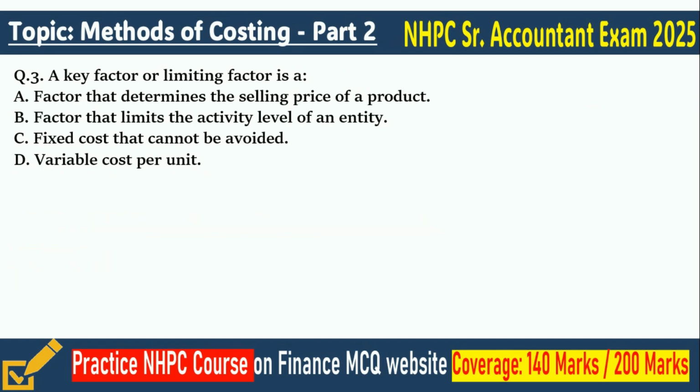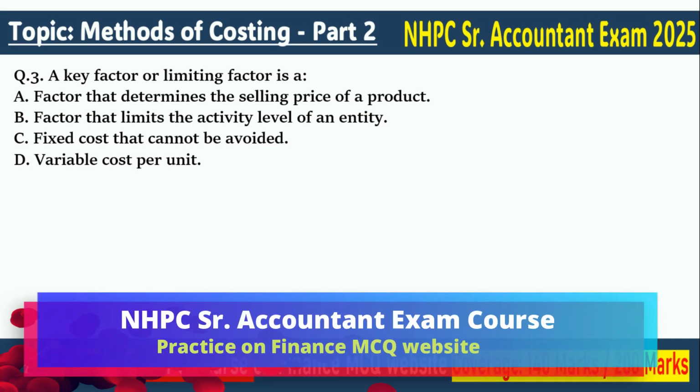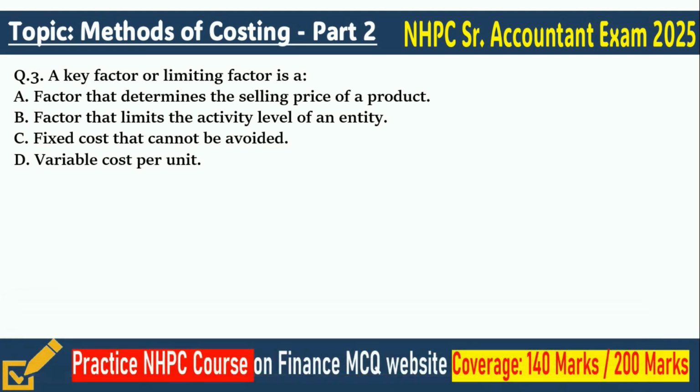Friends, next question. The key factor or limiting factor is: Option A, factor that determines the selling price of a product. Option B, factor that limits the activity level of an activity. Option C, fixed cost that cannot be avoided. And last option, variable cost per unit. So friends, pause the video, think for the correct answer.